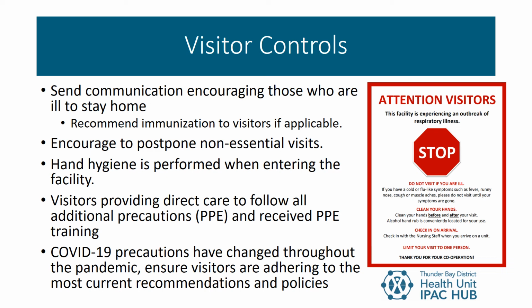Hand hygiene is to be performed when entering the facility. Signage is to be posted directing all entering the home to perform hand hygiene with alcohol-based hand rub or at a hand washing station. There should also be signage directing visitors where they are to sign in or report to upon arrival, and visitors should only visit the person they are coming to see. Visitors providing direct care are to receive appropriate PPE training and follow all additional precautions that are in place.